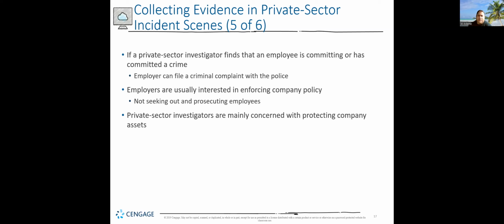I bring up money because everybody relates to money in one way or another. Like, you gotta make money. We need money for things, right? Goods and services. So, private sector investigations are mainly concerned with protecting company assets. Yeah, that's true. They're meant to protect the company and all of its items. That's what they concern themselves with.